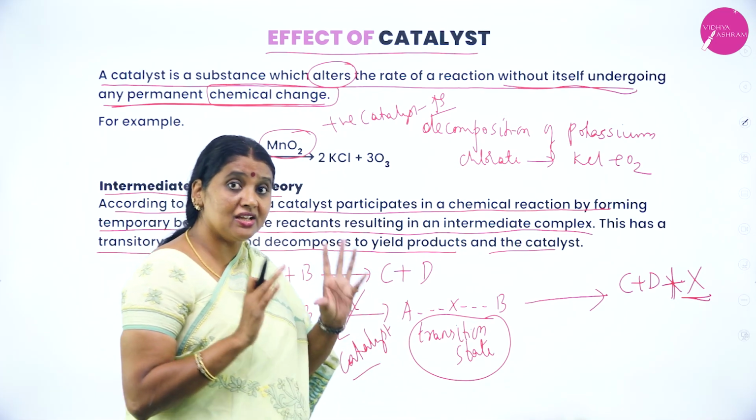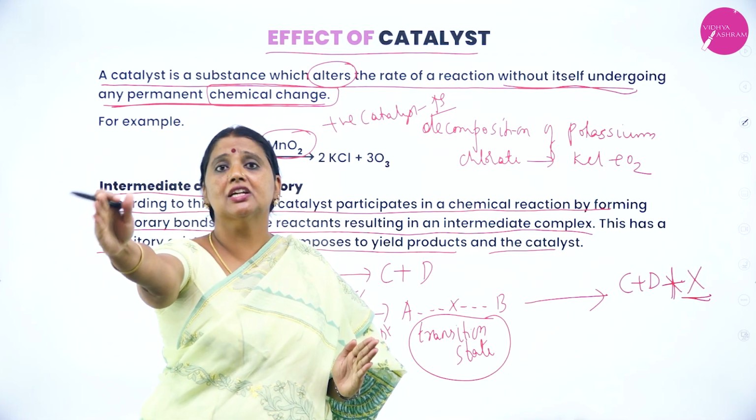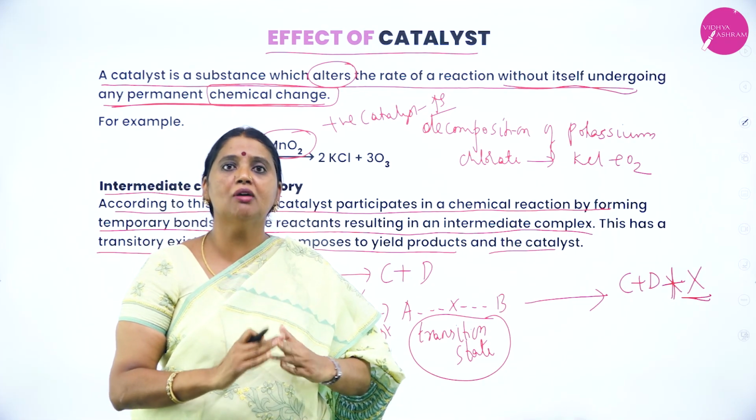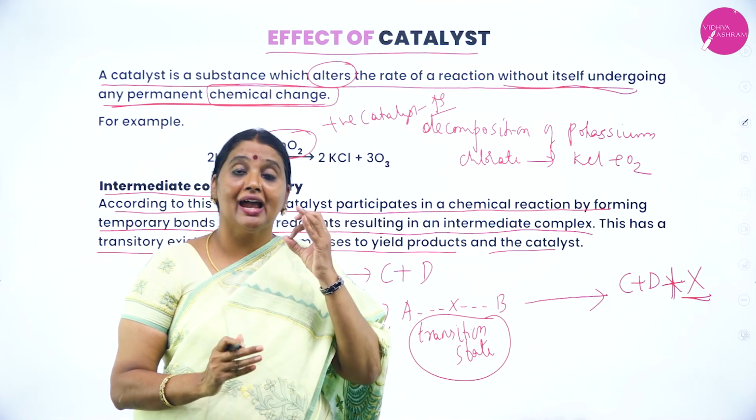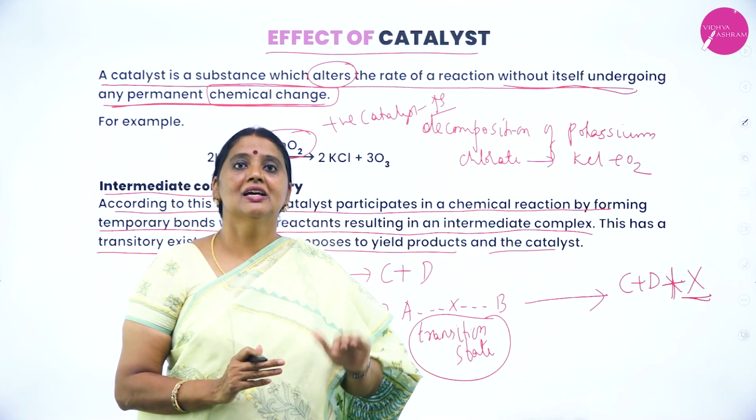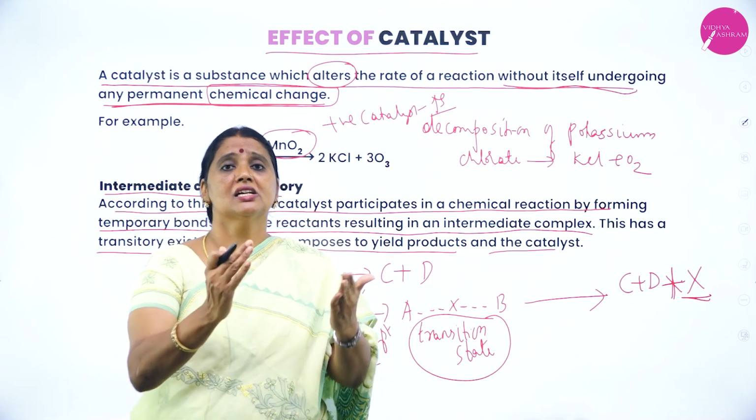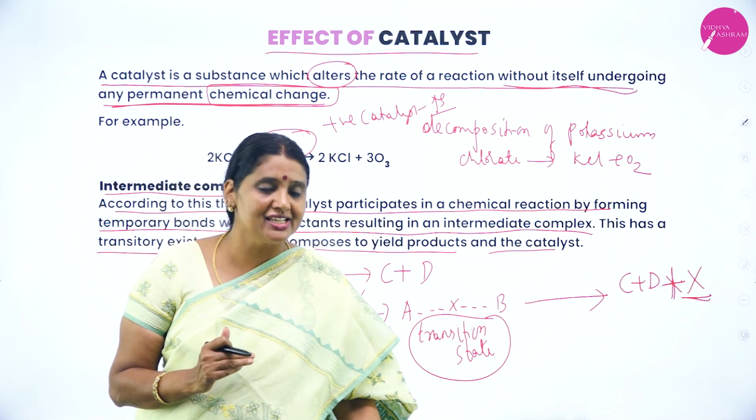Therefore, when we use catalyst X, the reactants are not directly converted into product. The reactants react with the catalyst and form temporary bonds or partial bonding, and they form a transition state or intermediate complex. It has a transitory existence, or it is unstable. Hence, it decomposes to form product with the regeneration of the catalyst X.